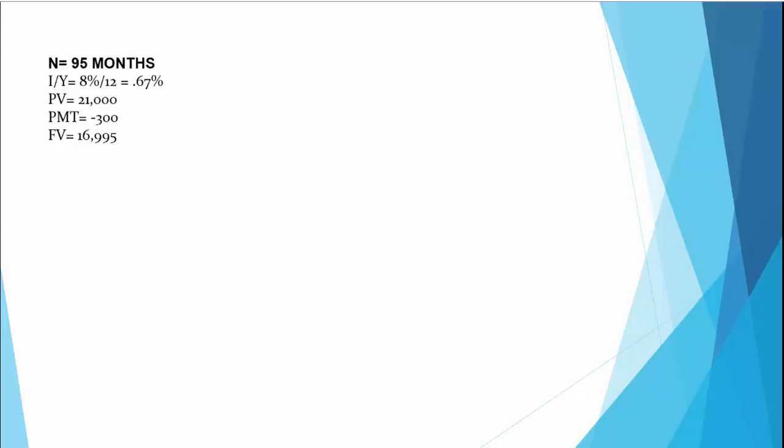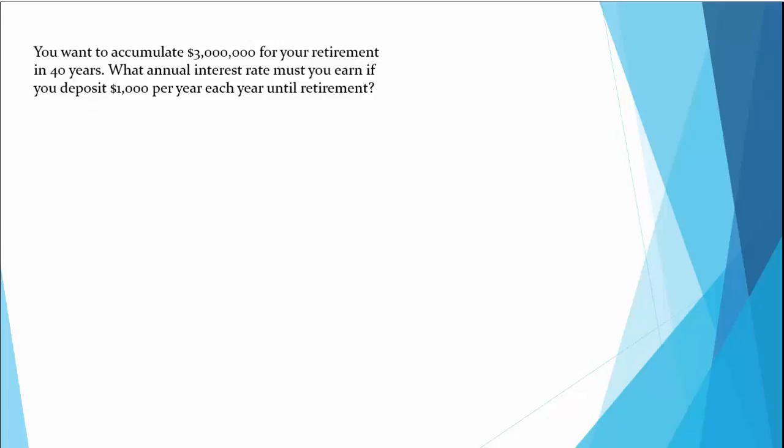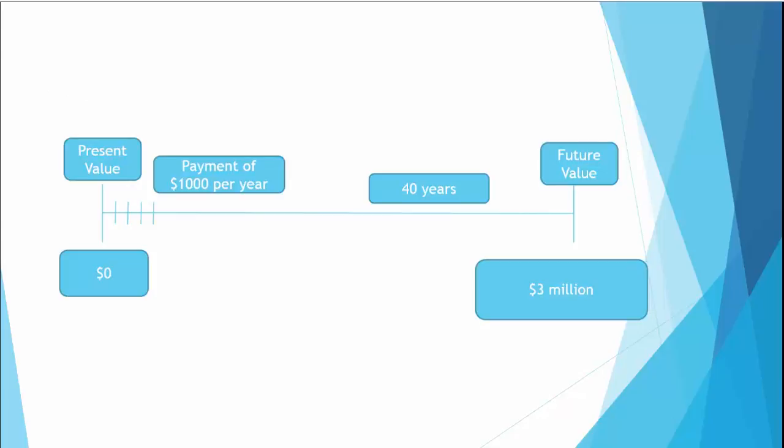Let's look at another example. You want to accumulate $3 million for your retirement in 40 years. What annual interest rate must you earn if you deposit $1,000 per year until retirement? First, draw a timeline like the one shown on this slide. Next, identify the key data. You want to have $3 million for retirement in 40 years, so $3 million is the future value and 40 is the N. You are depositing $1,000 per year, so that is your payment. Lastly, we are not told that you have any savings now, so your present value is 0.